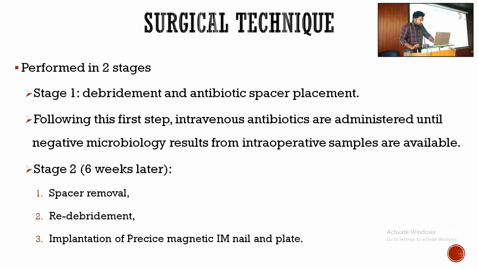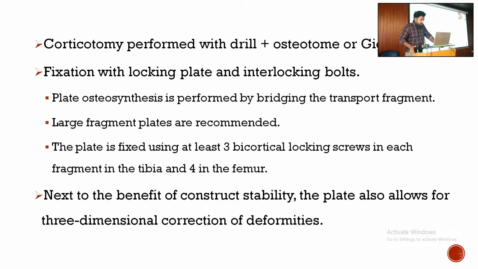It is performed in two stages. Stage 1 is debridement and antibiotic spacer placement. Following this first step, intravenous antibiotics are administered until the negative microbiology results from the intraoperative samples are available. And in stage 2, 6 weeks later, the spacer removal was done, and debridement and implantation of the Precice magnetic intramedullary nail and plate is done. Corticotomy is performed with the drill and osteotome, or else a Gigli saw. It is a flexible threaded saw. It is also used to do the corticotomy.